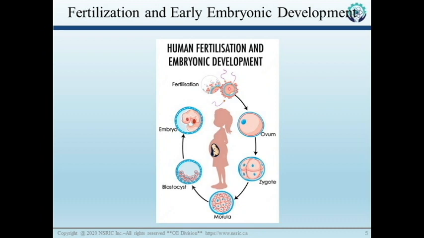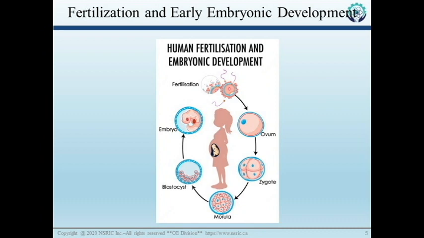Then we have that process known as implantation. So the blastocyst travels through the fallopian tubes to the uterus, where it undergoes a critical process that we call implantation. And during implantation, the blastocyst attaches itself to the uterine lining, establishing a connection that enables the exchange of nutrients and waste products between the developing embryo and the mother's bloodstream.